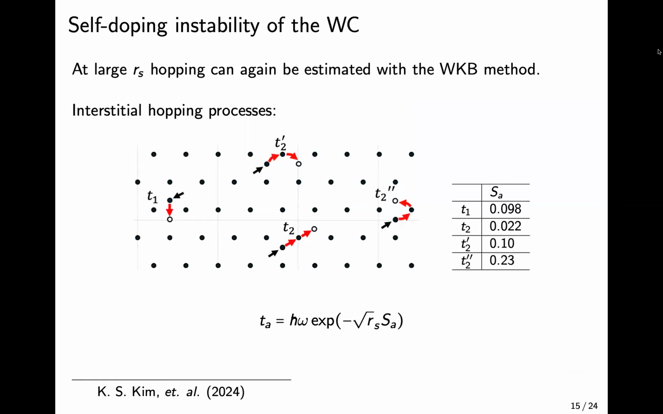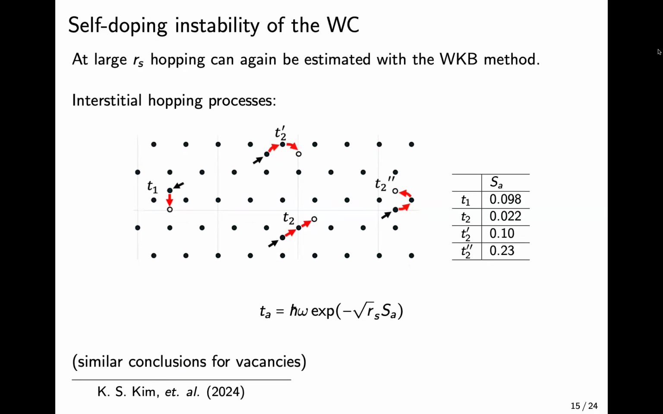Here I'm reminding you of this WKB formula for the hopping amplitudes. It's h bar omega times this exponential factor, the square root of rs times the dimensionless action. The dimensionless actions for these different hopping processes are summarized here. What I want you to note is that the actions are in some cases as much as two orders of magnitude smaller than they were in the case of ring exchanges. So the barriers to tunneling for hopping are much lower than they are for ring exchange. I should say that there's a similar picture one can draw in the case of vacancies, but that is a little bit more complicated. If there are questions, I can talk about that.